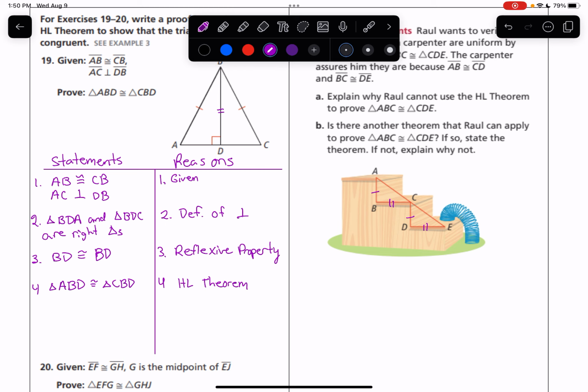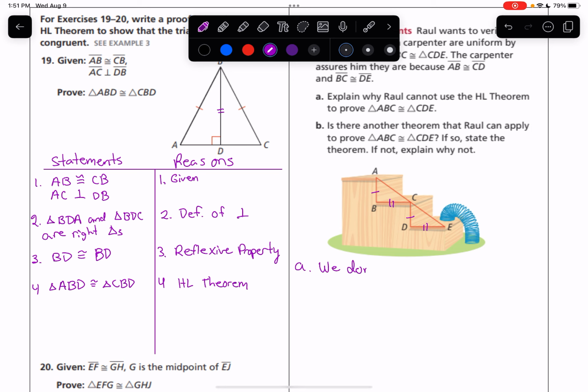Well, he can't use the hypotenuse leg theorem for a couple of reasons, but one of them specifically is because these aren't marked as right triangles. We don't have any information that would confirm to us that these are right triangles. They look like it, but we know we can't trust that in math. So we don't know that there are right triangles here, which means we can't use the hypotenuse leg theorem. So we can say, we don't know that these are right triangles.